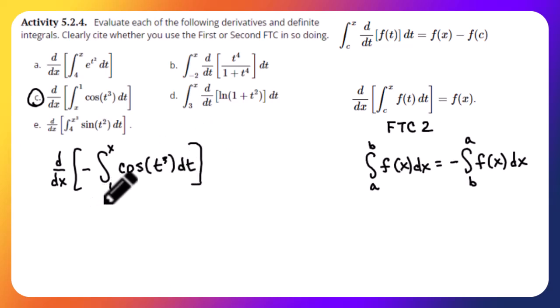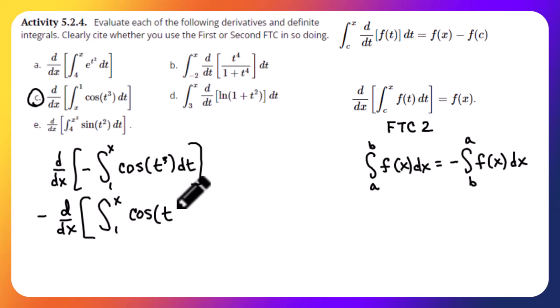And using properties of derivatives, we know that the derivative of a constant multiple is the constant times the derivative of the function. So in this case, we can pull out the negative and we get minus the derivative of the integral from 1 to x of cosine of t cubed dt.